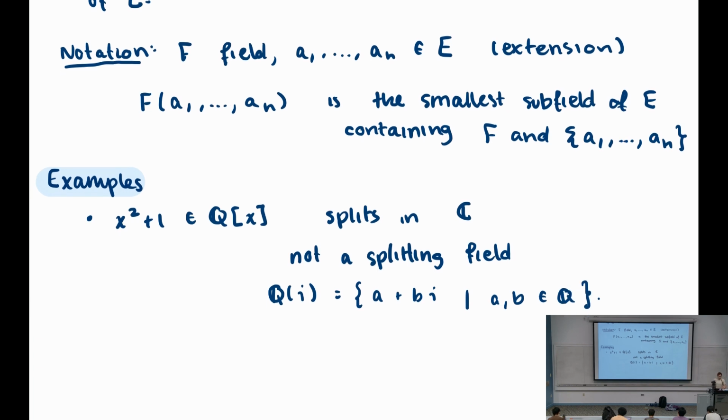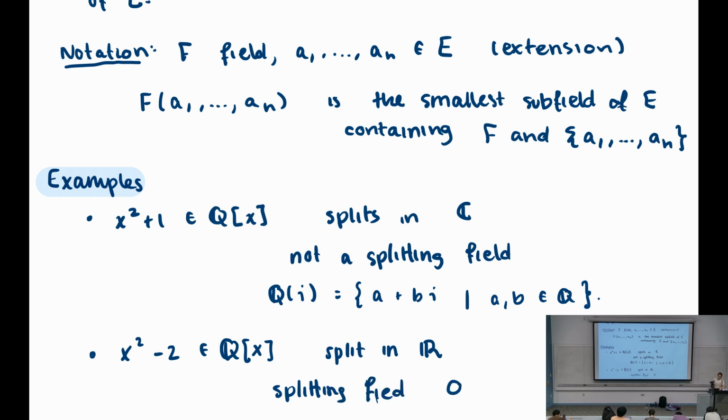Another example along similar lines would be x squared minus 2 over Q. The square root of 2 does not live in Q, so this would split in R. But we can make a smaller field where it splits, so the splitting field would be Q(root 2). And you can show that this is equal to, similarly, a plus b root 2, where a and b are in Q. Okay, are there any questions about those definitions or the examples?